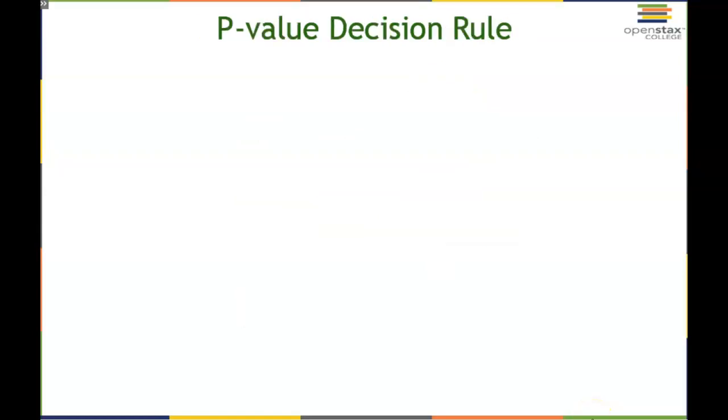So we need a systematic way to make a decision to whether to reject or not reject the null hypothesis. And so what we're going to do is compare our p-value, which is a calculation we do based on our data, and a preset or preconceived value, which is our significance value. That's alpha.